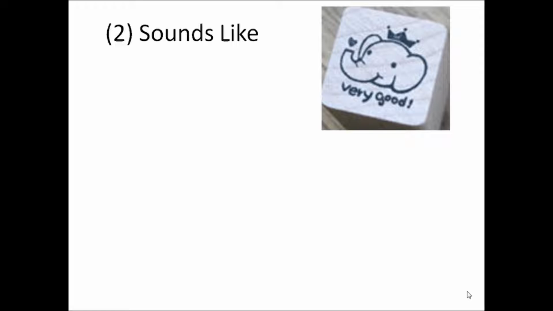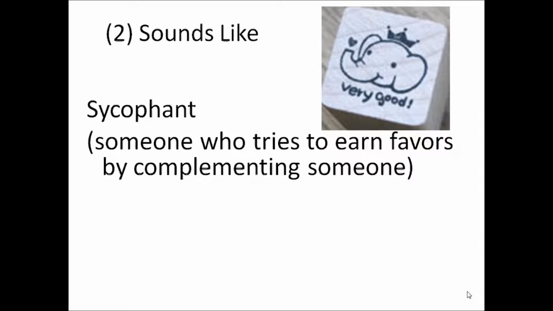The second strategy is sounds like. This is when you think of a word that sounds like but doesn't technically rhyme with the word that you are trying to remember. So for instance, let's say you're trying to remember the word sycophant. Sycophant means someone who tries to earn favors by complimenting someone, sucking up to them, or doing favors for them in order to get something that other people do not have the opportunity to receive from this person.